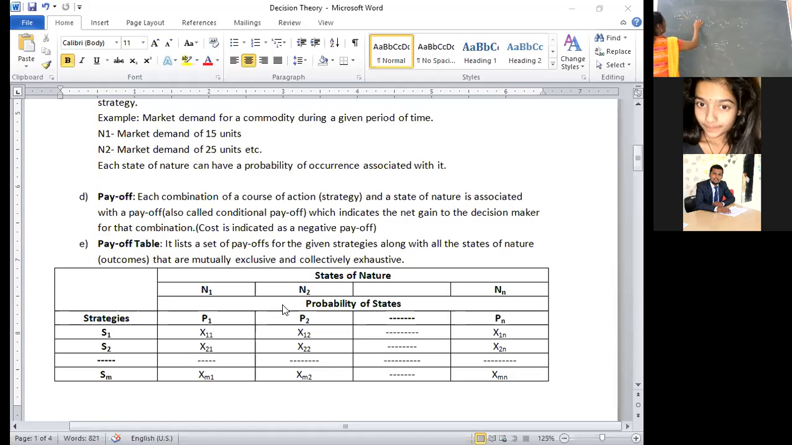If the cost is replaced with probabilities, then it is called a probability mass function. Probability mass function is nothing but the payoff matrix. Here, this is the payoff table or payoff matrix.